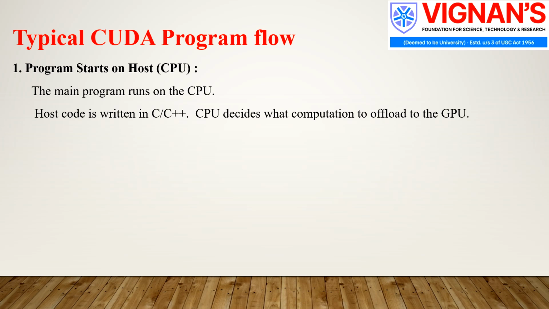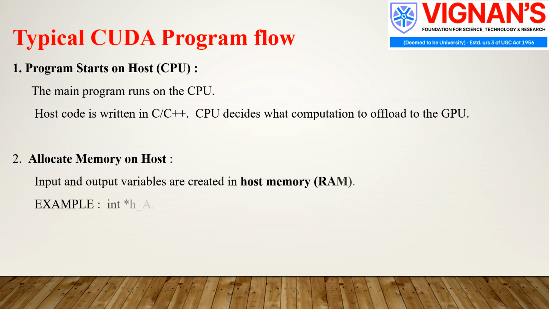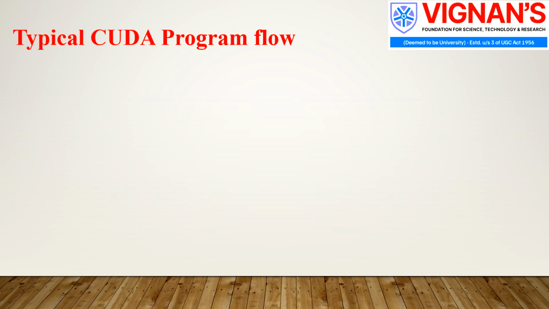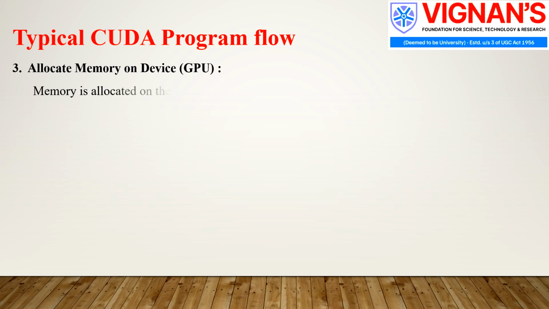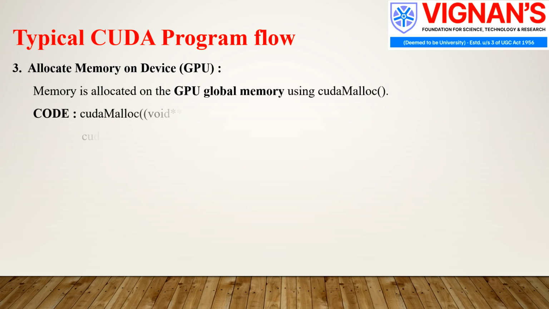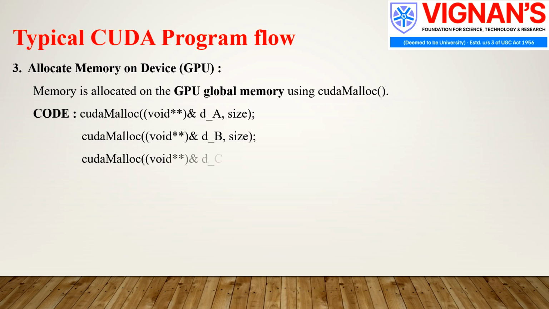Step 2. Memory is allocated on the host. Input and output variables are created in system RAM. This memory stores the data that will later be sent to the GPU. Step 3. Memory is allocated on the device. The device refers to the GPU. Memory is created in the GPU's global memory. This memory will store the data needed for parallel computation.